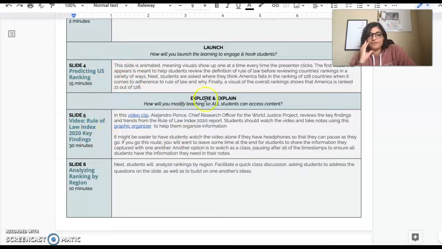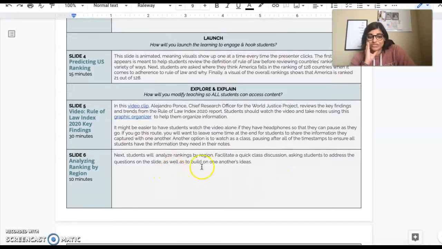They've already heard from a key person involved on the report about the findings and trends and thought about a lot about that. Now they're going to analyze rankings by region. So you're going to ask them to address questions and to build on one another's ideas.